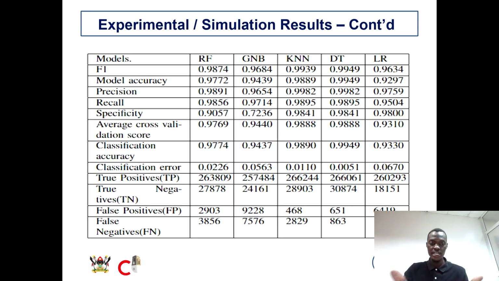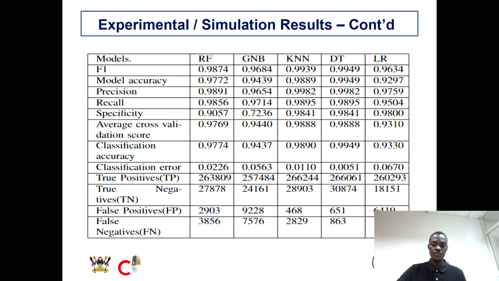So in brief, these are our results when we run the 5 machine learning models. Comparing their F1 score, you realize that DT, that is 0.9949, is the highest when it comes to the F1 score. Then even when you compare model accuracy, still it is the best.